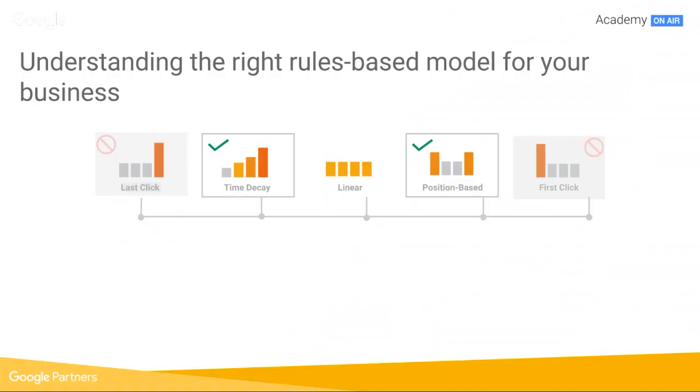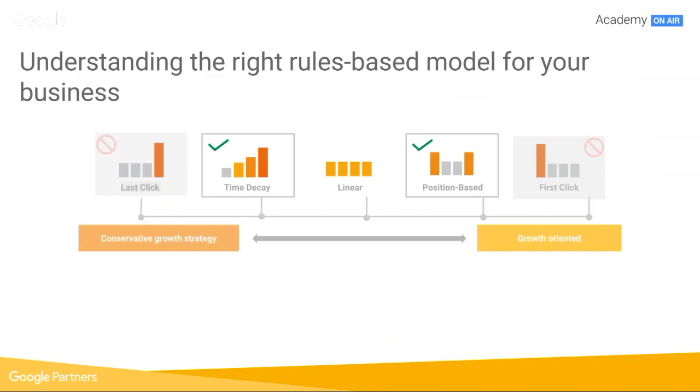So how do you make that choice though? So there's an easy framework we developed for you to make that choice very simply. It's basically saying if you are growth oriented, or if your customers are oriented towards growth, you should choose a position-based model. If you have a conservative growth strategy, you should use time decay. Now, why is that? Position-based puts the most value on the first interaction and the last interaction.